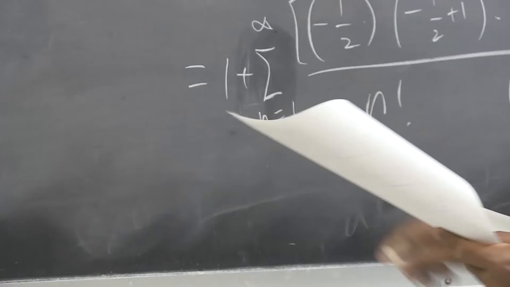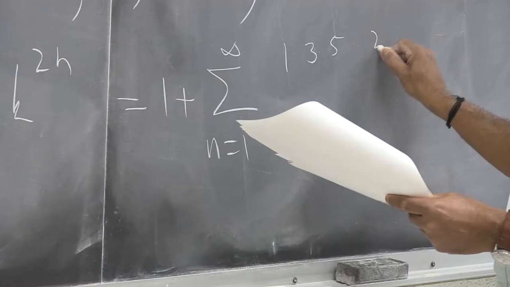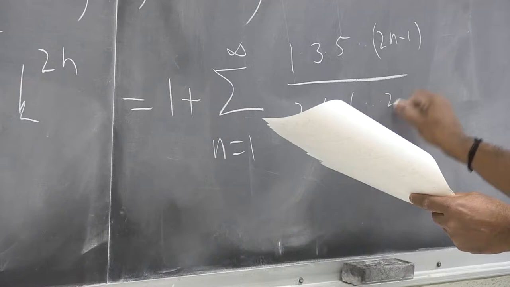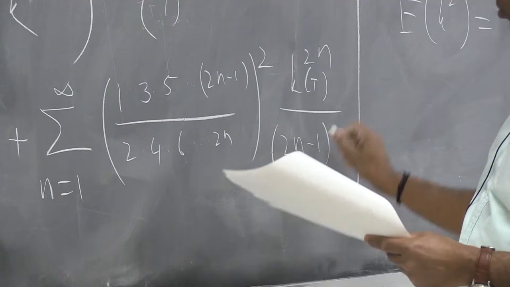If you rearrange, I'm going to leave the details here. This will turn out to be the sum, n equal to 1 through infinity, of 1, 3, 5, etc., 2n minus 1, same as there, over 2, 4, 6, etc., 2n, the whole thing squared, to the power k squared, k tau to the power n over 2n minus 1, the whole squared. And here is the interesting thing.